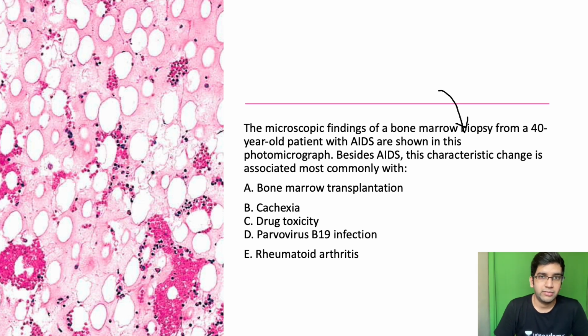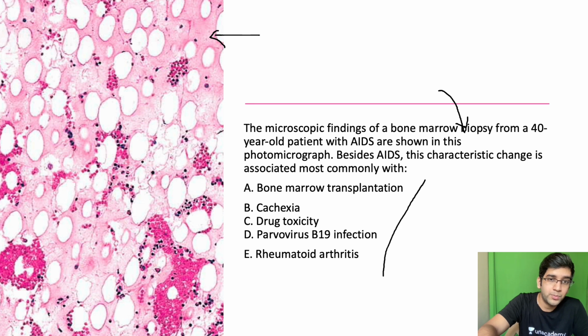Besides the HIV, the characteristic finding associated, which is the most common finding. They're saying that this finding is definitely seen in HIV virus. First, I have to know what finding it is, and if I know what finding it is, then the question is, in which of the other options here I'll see the same finding. That's my question next. Fine. So how am I going to pick up this finding?